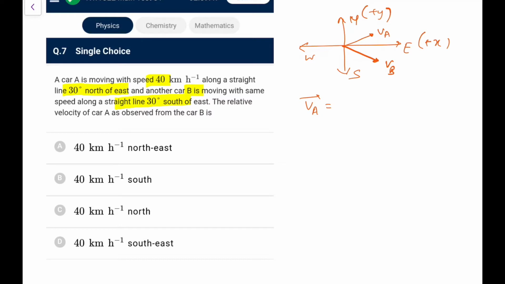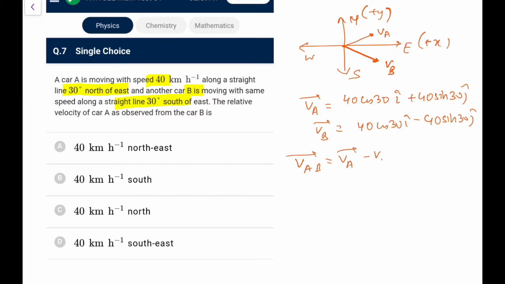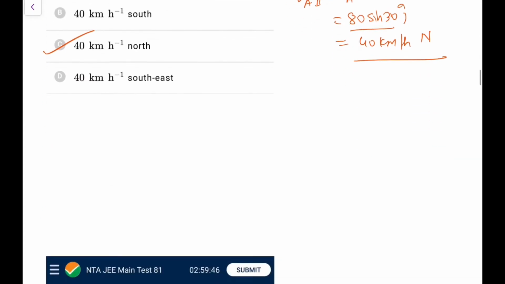So first of all, what is VA? If I write it in i and j, breaking it, it would be 40 cos 30 i cap plus 40 sin 30 j cap. And VB would be 40 cos 30 i cap minus 40 sin 30 j cap. So the velocity of A with respect to B would be VA minus VB. If you subtract, it comes out as 80 sin 30 j cap, that means north, and sin 30 is half, so that is 40 km per hour, and j means north. So we'll go for option C here. So the velocity of A as observed by B would be like this.